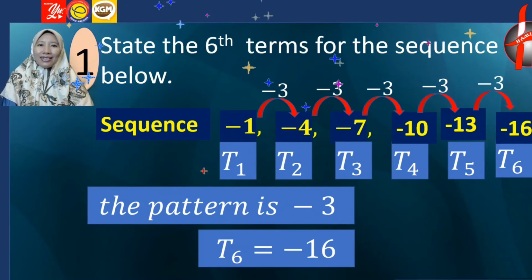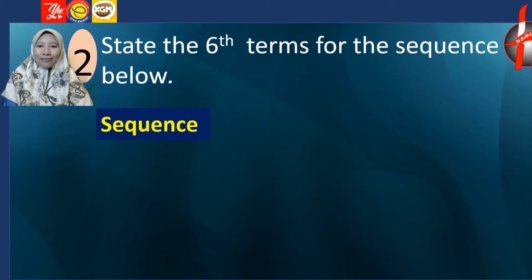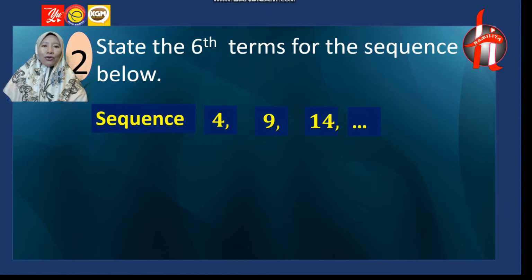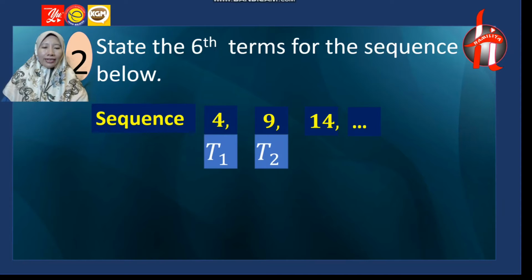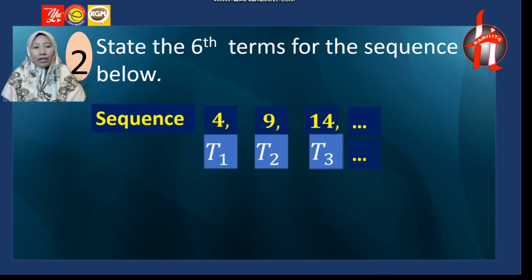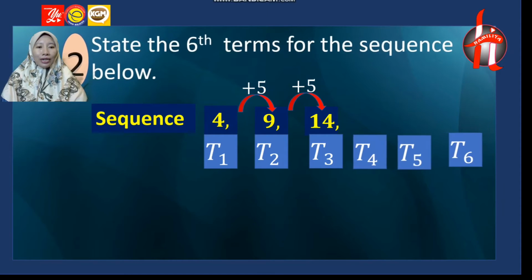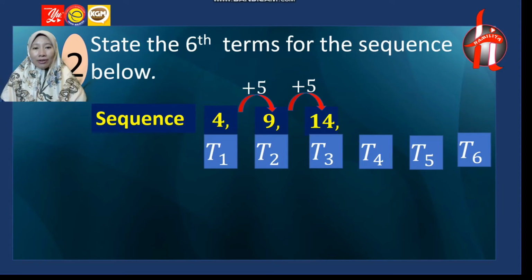Okay, let's see example or question number 2. State the 6th term for the sequence below. Now what is the sequence? Now the sequence here is 4, 9, 14 and so on. We just label as T1, T2, T3 until T6. We need to get or to determine what is the number for terms number 6. Okay, first we have to know what is the pattern. The pattern is +5. So we are going to +5 for every number.